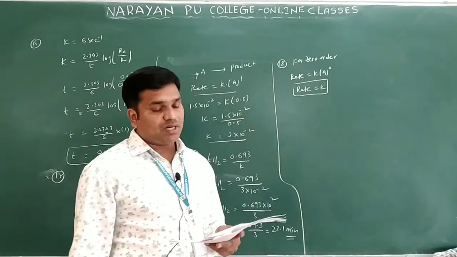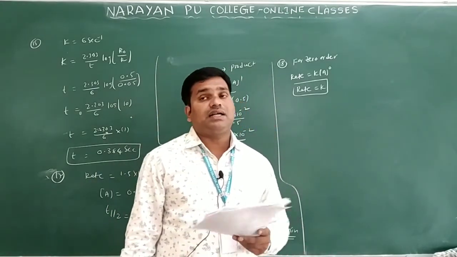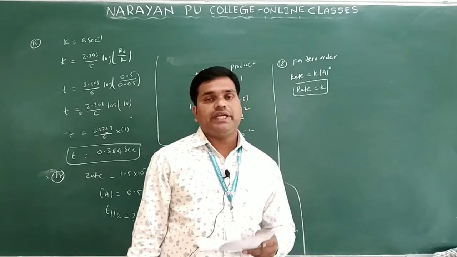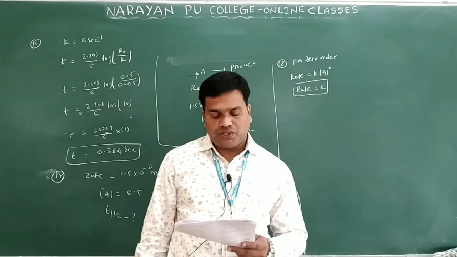Now you will see question number 19. Decay of uranium 92-235 is what order reaction? So radioactive decay or radioactive disintegration follows first order reaction. You will take option 2.